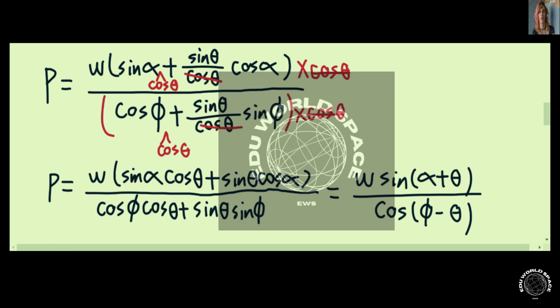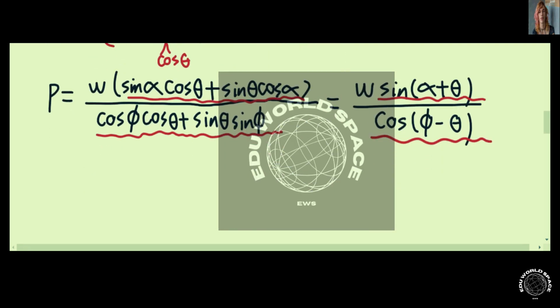So as you can tell, sine alpha times cosine theta plus sine theta times cosine alpha is equal to sine alpha plus theta, and cosine phi times cosine theta plus sine theta times sine phi is equal to cosine phi minus theta. Therefore, we have the magnitude of the force P is equal to W times sine alpha plus theta over cosine phi minus theta. And this is the answer for this question.